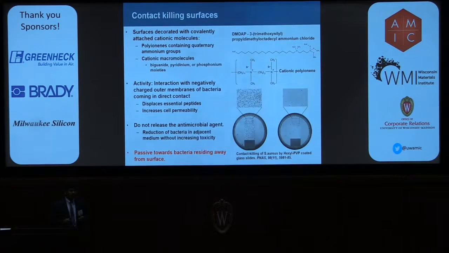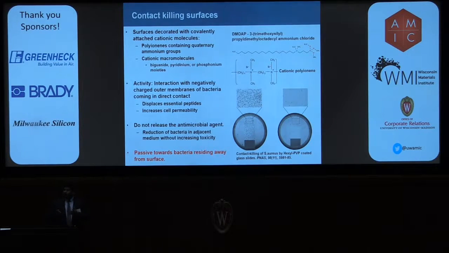So first, a brief overview of contact killing surfaces. These are surfaces that are decorated with covalently attached cationic molecules. These can be polymers containing quaternary ammonium groups, or they can be cationic macromolecules containing various cations like biguanides, pyridinium, or phosphonium groups. And the way they work is they interact with the negatively charged outer membranes of the bacterial cell membrane. And when the bacteria come in direct contact with these molecules, these displace essential peptides and they increase cell permeability by forming pores in the cell membrane.